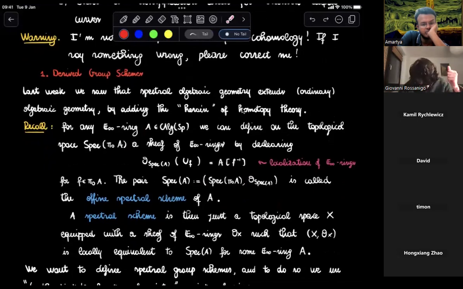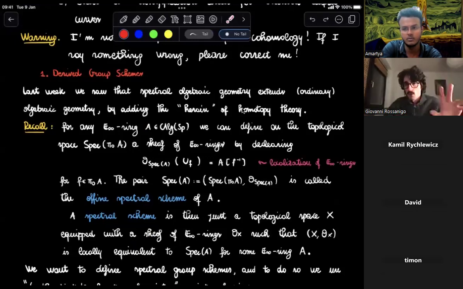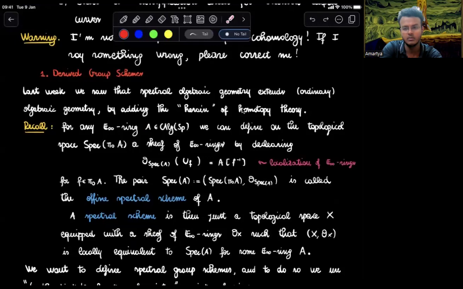Later, we will need to consider more general spectral Deligne-Mumford stacks. And I've not written anything here, but we have to consider them as infinity topoi, so, let's say, the sheaves on some topological space or some site, equipped with a sheaf of commutative ring spectra that locally looks like the étale spectrum of an infinity ring. I will not enter much into detail. We just know that these things exist and that they generalize the ordinary Deligne-Mumford stacks.